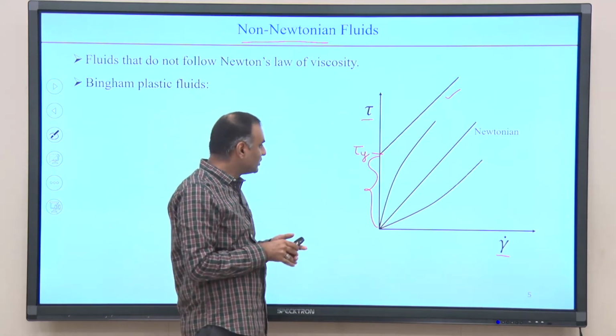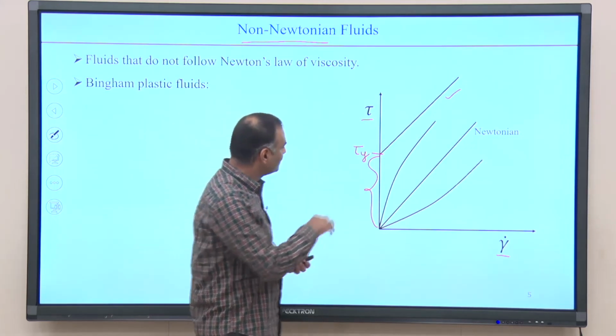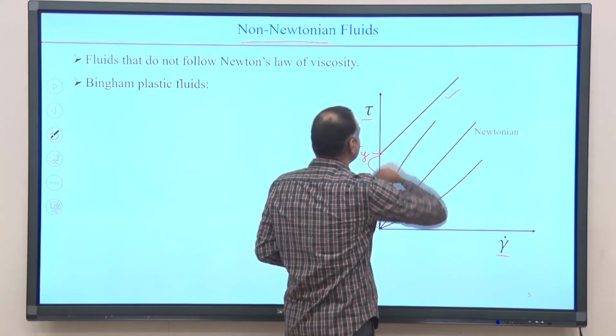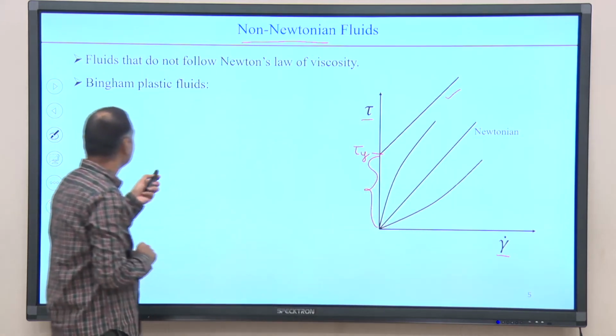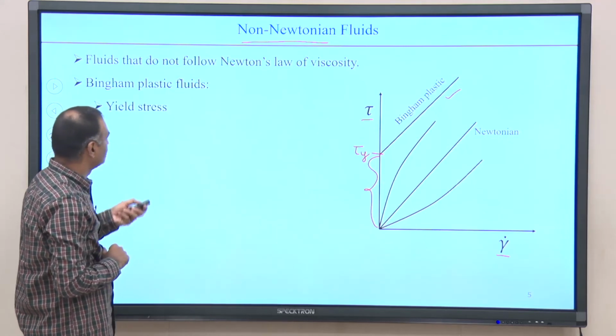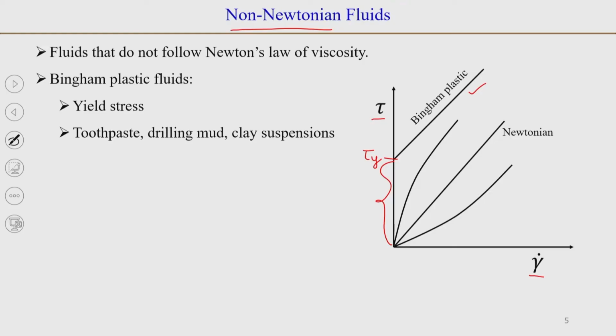And this threshold value is known as yield stress. Above that stress, the relationship between stress and rate of strain is linear, and such fluids are known as Bingham plastic fluids. So, they show yield stress behavior. Some common examples are toothpaste, drilling mud.